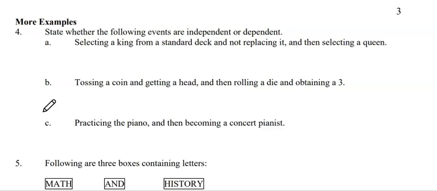Selecting a king from a deck of cards and not replacing it, then selecting a king. When you have that deck of cards and you pull the king out, the deck no longer has 52 cards in it, it has 51. And all the probabilities have then changed. And so your second draw, because it was not replaced, is dependent on what you got on your first draw. So these two events would be dependent.